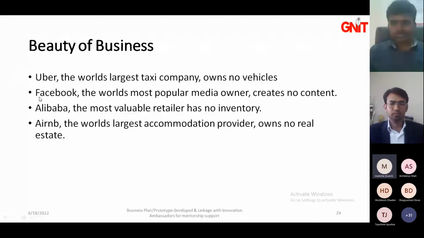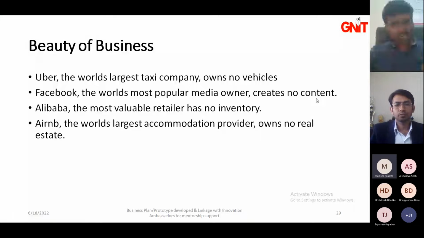Similarly, Facebook. Almost everyone is using Facebook. Facebook is one of the world's most popular social media platforms, because everyone from school level to aged people is using Facebook, but it creates no content. The entrepreneur, Zuckerberg, doesn't make any content. The people on Facebook make the content. He didn't do anything, but he is earning the money.